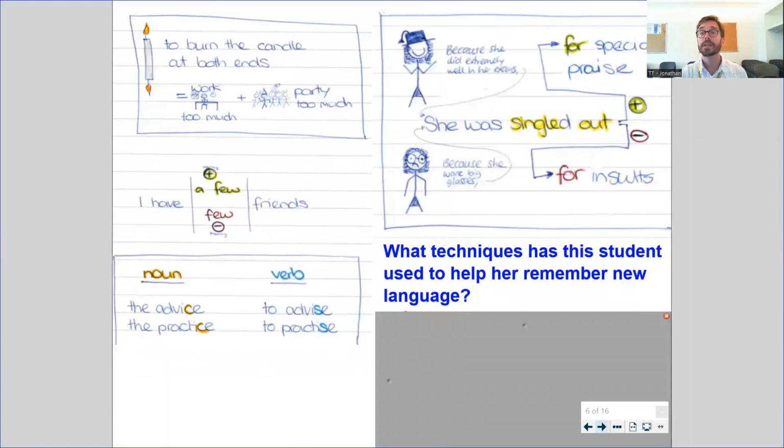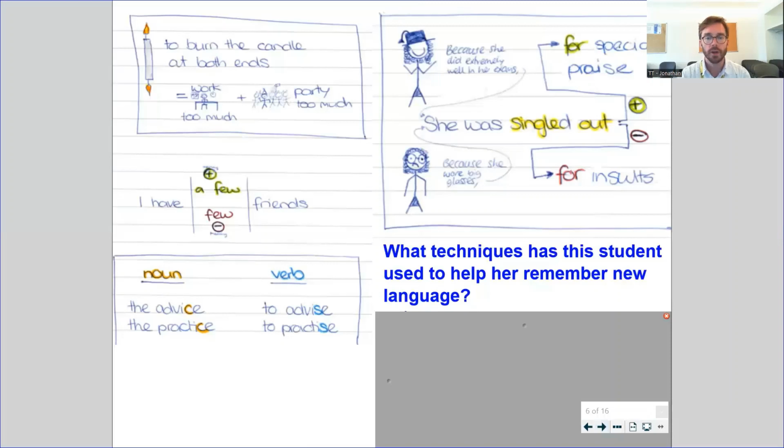Okay. This is one of my exam students. Okay, they were preparing for the Cambridge Advanced Certificate exam. Okay, and she had a lovely notebook or lexical notebook where she kept and recorded language that was important that she was trying to remember. Okay. Pause the video and think about this question. What techniques has this student used to help her remember the new language? So we looked before and we noticed some. What else? What other techniques have we got? Pause the video now.